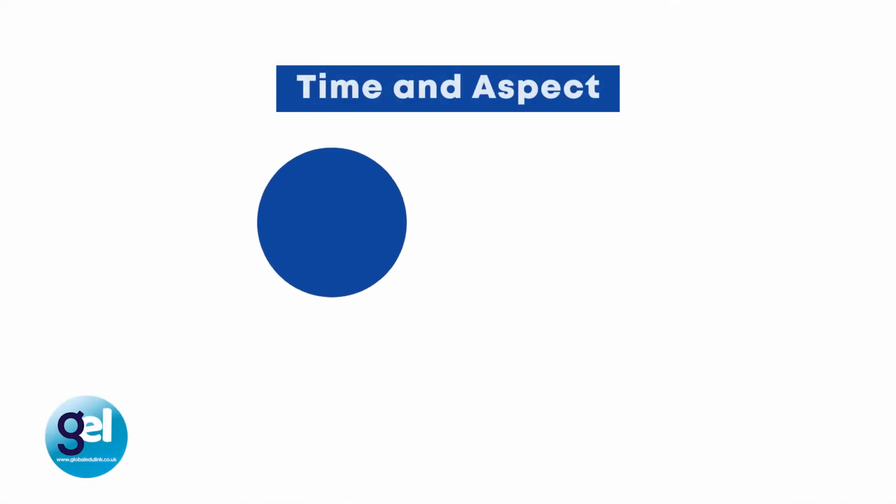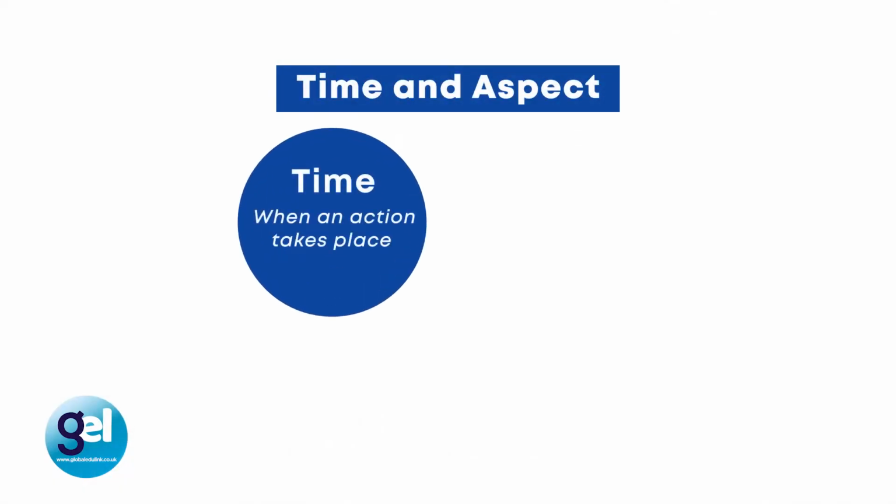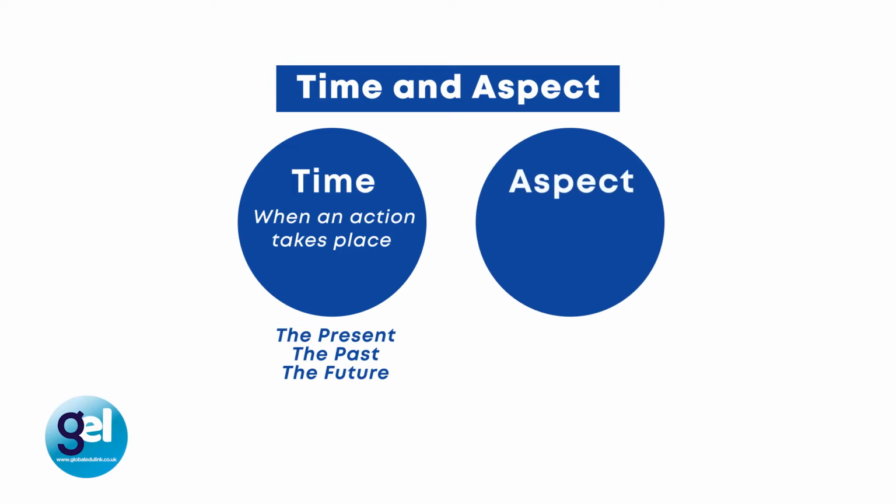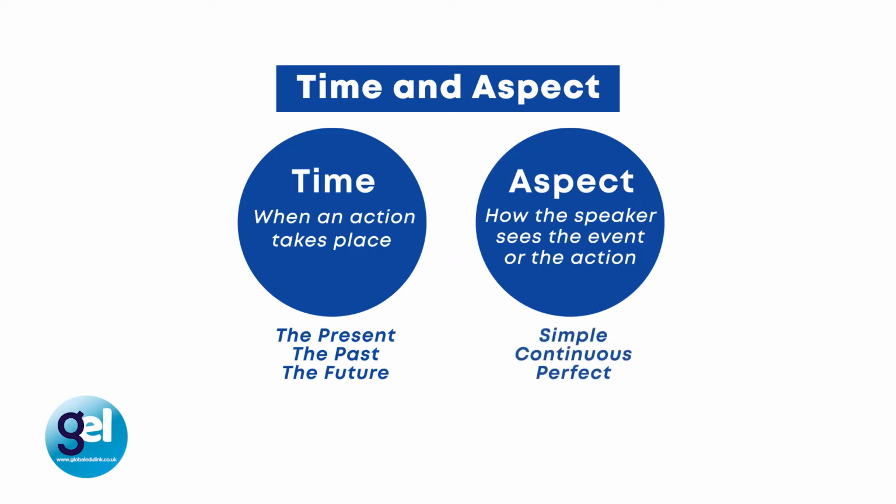Time and aspect. So this is also something to consider when teaching tenses. Time is when an action takes place. And this is our present, past, and future. Aspect is how the speaker sees the event or the action. And this is known as simple, continuous, or perfect.